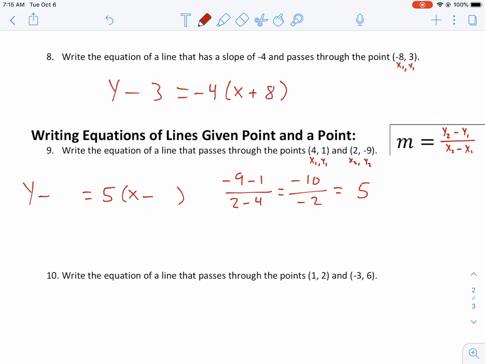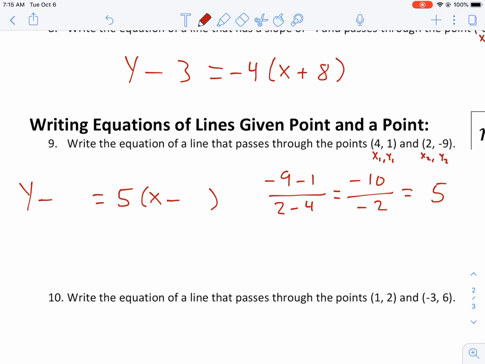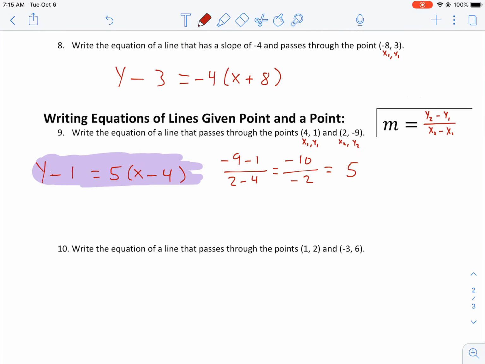Now you can just pick either one of your points to plug in. It does not matter. I'm going to plug in the 4 and 1 since they're both positive. So that'll be x minus 4, and that'll be y minus 1. And I'm done, and this is my answer. So we needed to find the slope first, and then we could plug our values into our equation.